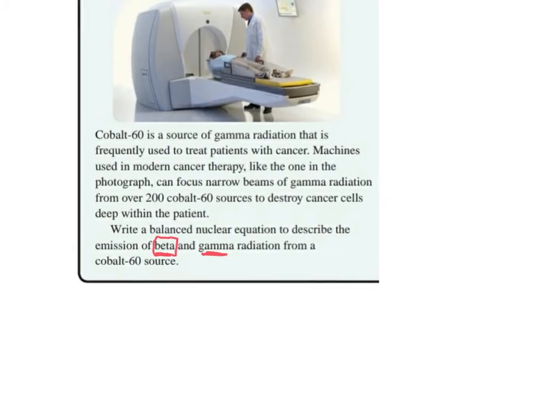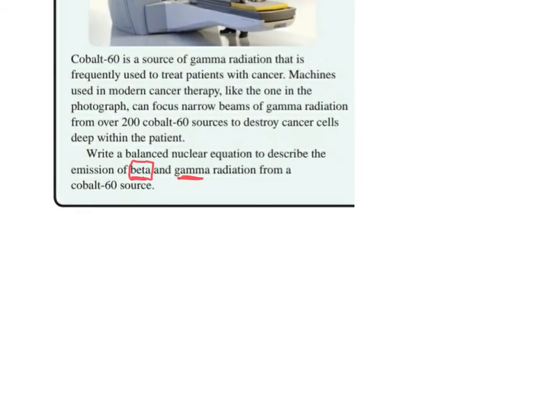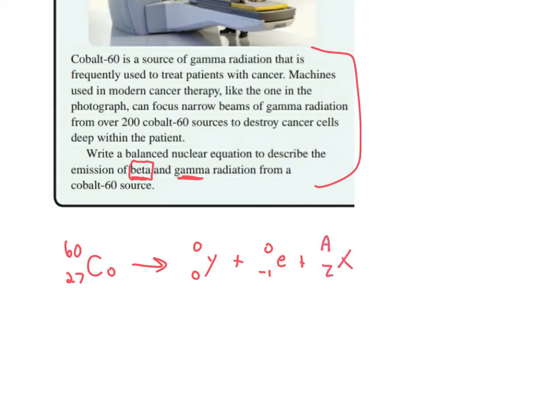The way I think we should start this is to start with our nuclear equation, what we know and what we don't know. So we know that cobalt-60, I believe that's element number 27, is going to decay into a gamma particle plus a beta particle, which is an electron, plus, and in all this information they don't tell us what the unknown is. So this is going to be A, Z, and then X.